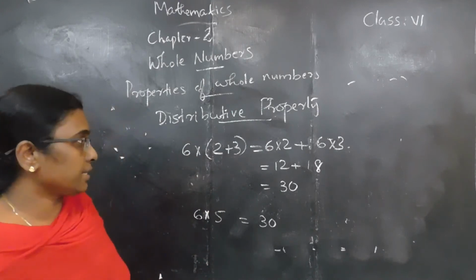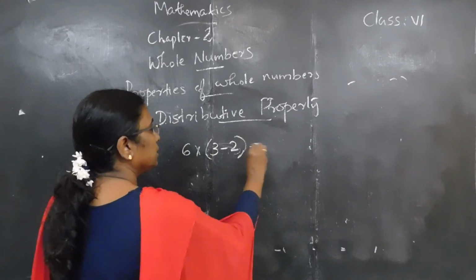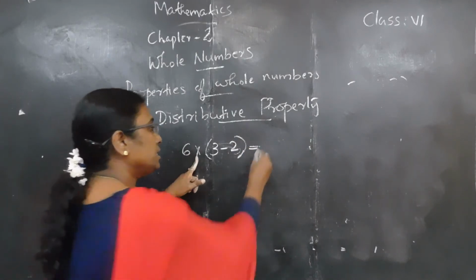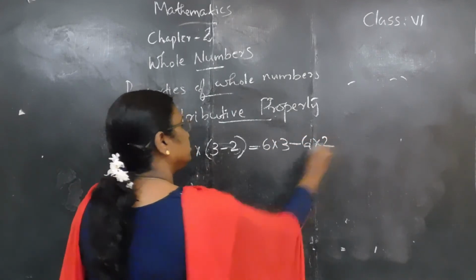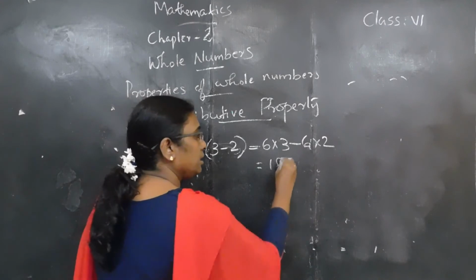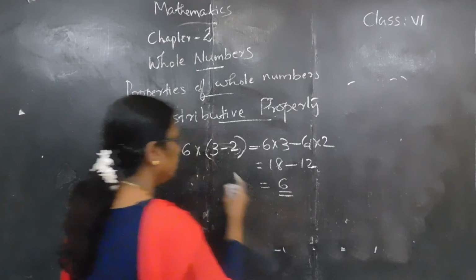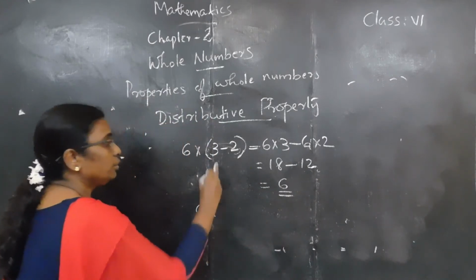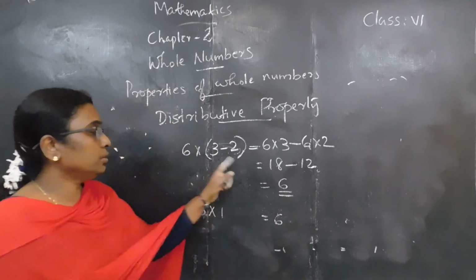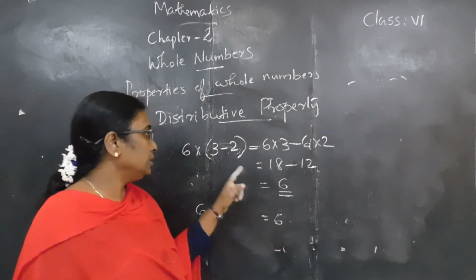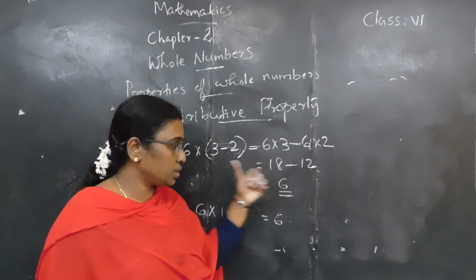Then, in case of subtraction, 6 into 3 minus 2 equals 6 into 3 minus 6 into 2, which is 18 minus 12, equal to 6. Here, 3 minus 2 is 1, and 6 into 1 equals 6. In both the cases, the answer will be the same. Therefore, we can distribute multiplication over subtraction also.